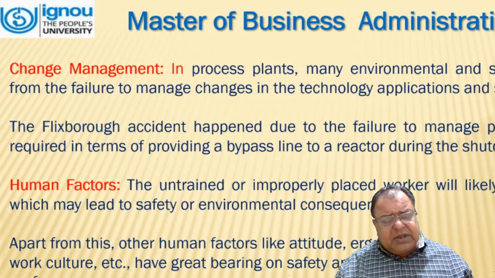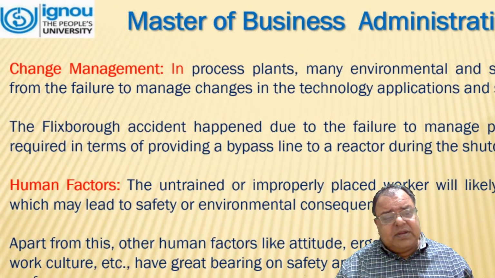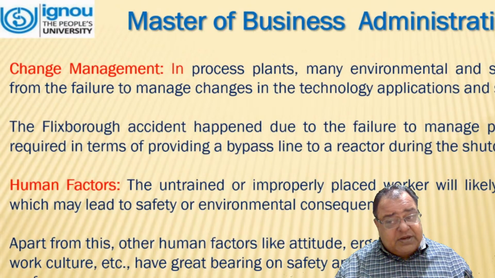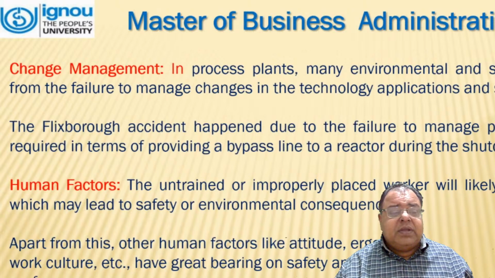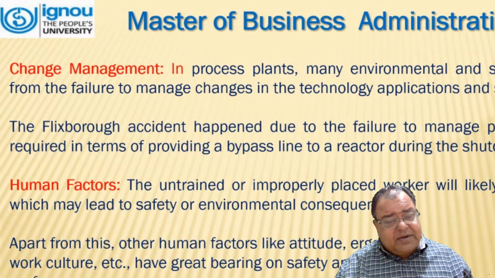In process plants, many environmental and safety failures arise from the failure to manage changes in the technology application and system. The Flixborough accident happened due to the failure to manage properly the change required in terms of providing a bypass line to a reactor during the shutdown of the reactor.